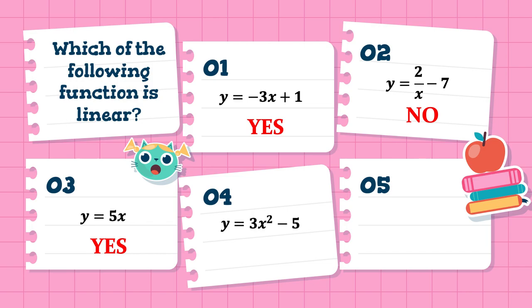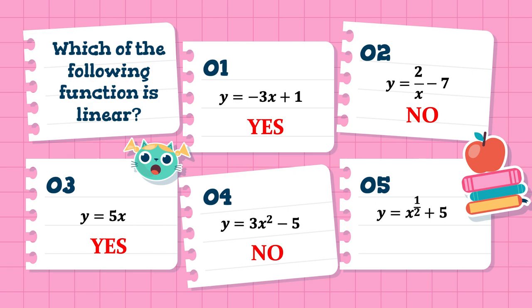Next, number 4, y = 3x squared - 5. Let us check the degree. The highest exponent of the variable is 2. So this is not a linear function, but it is a function, and we consider it a quadratic function, which will be further discussed in your grade 9.